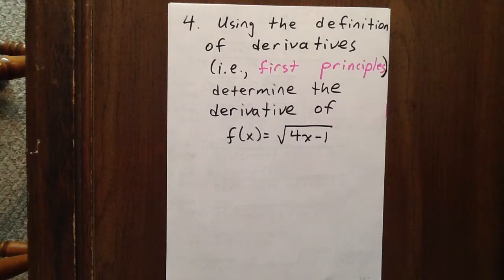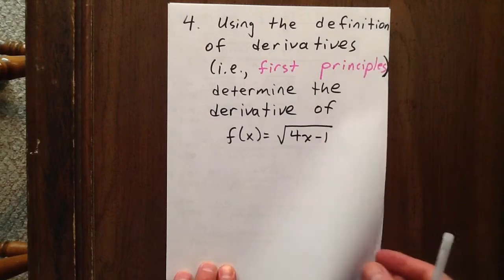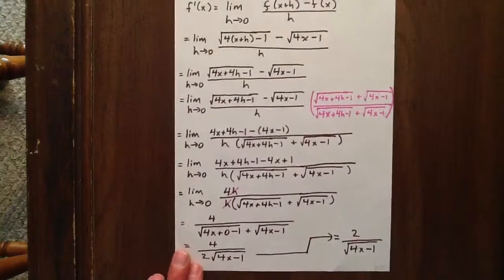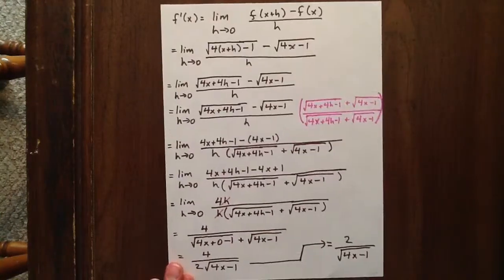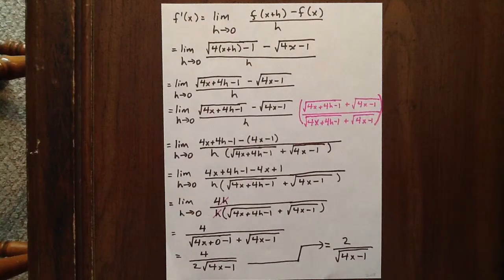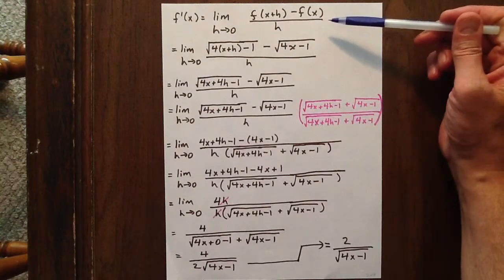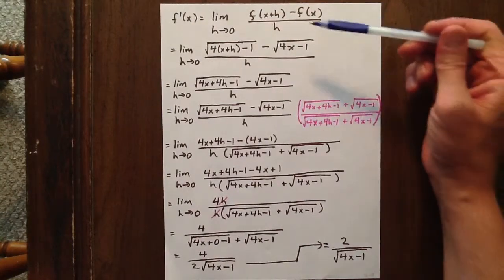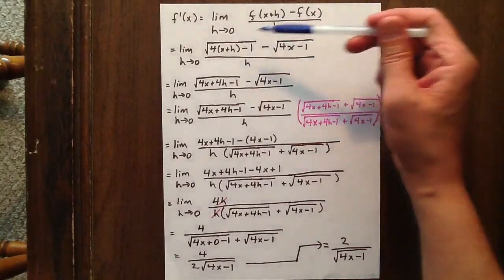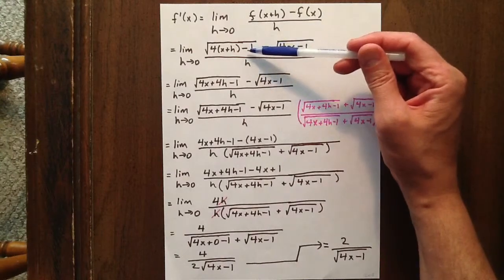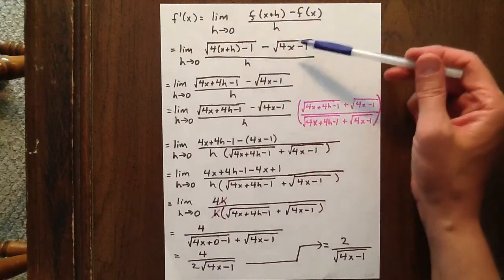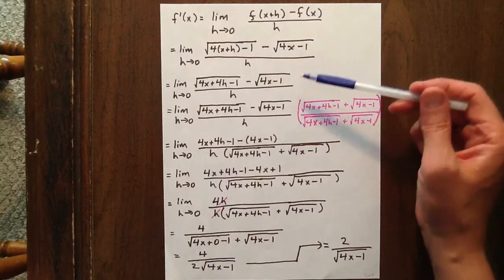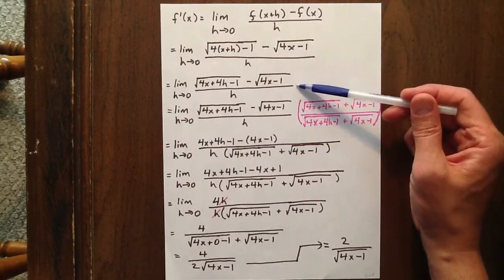Using the definition of derivatives, we're going to find the derivative of the square root of 4x minus 1. Well, we have to first remember what the definition of a derivative is. It's the limit as h goes to 0 of f at x plus h minus f at x all over h. What we then do is we sub in x plus h to the function formula, and we sub in x to the function formula as well. And we have this expression here.